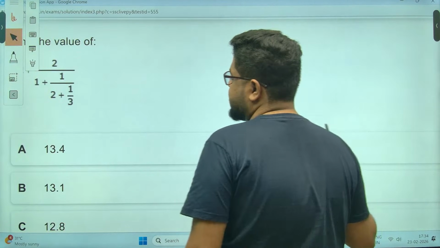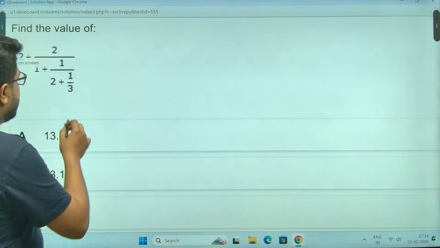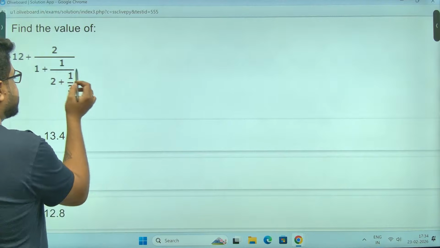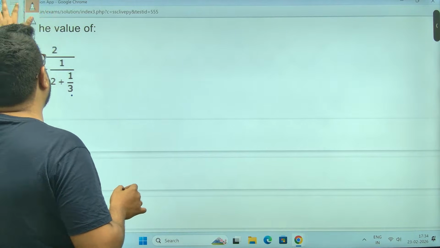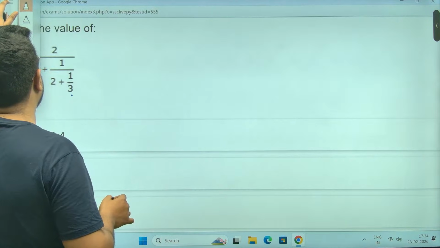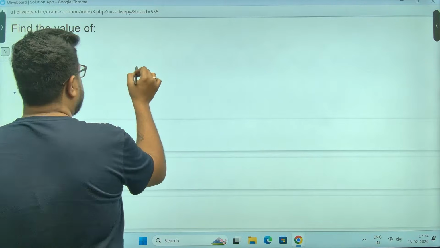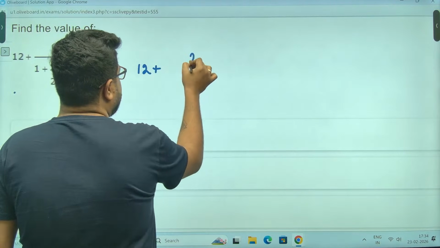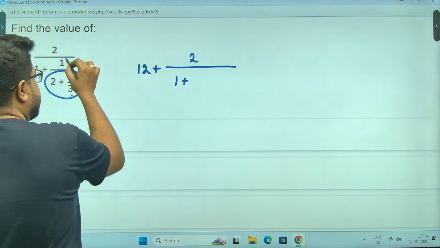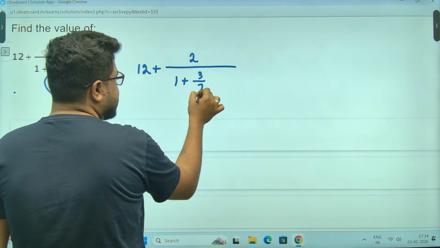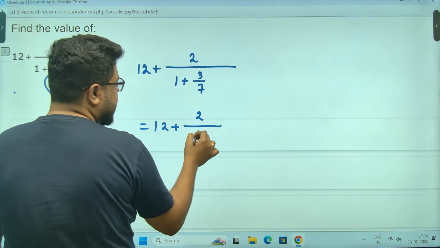Again, ladder fraction. Chalo, it only looks big. 2 plus 1 by 3, meaning 3 twos are 6. There are multiple shortcuts for this, but I feel the basic one is more than enough. So this is 7 by 3. I'm just writing it one time, the rest I'll omit. 1 plus, so this is 7 by 3. 1 by 7 by 3 meaning 3 by 7. So 12 plus 2 divided by, this is 10 by 7.